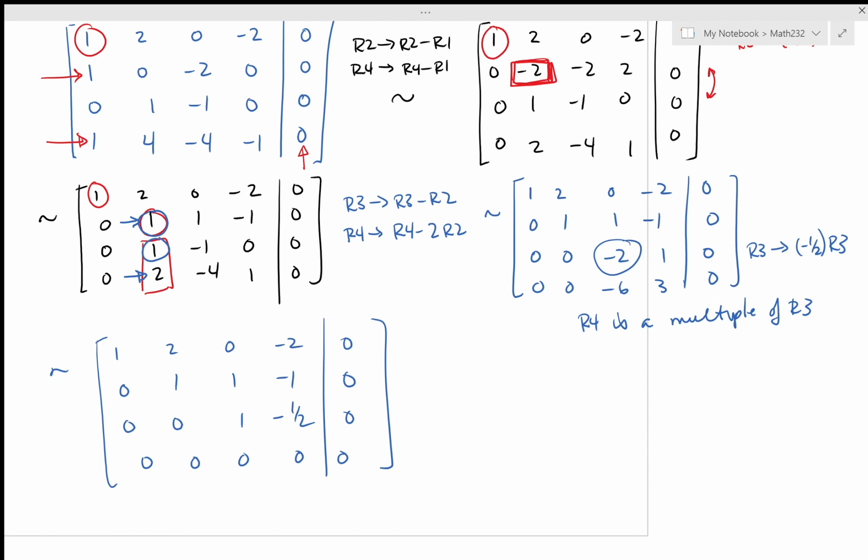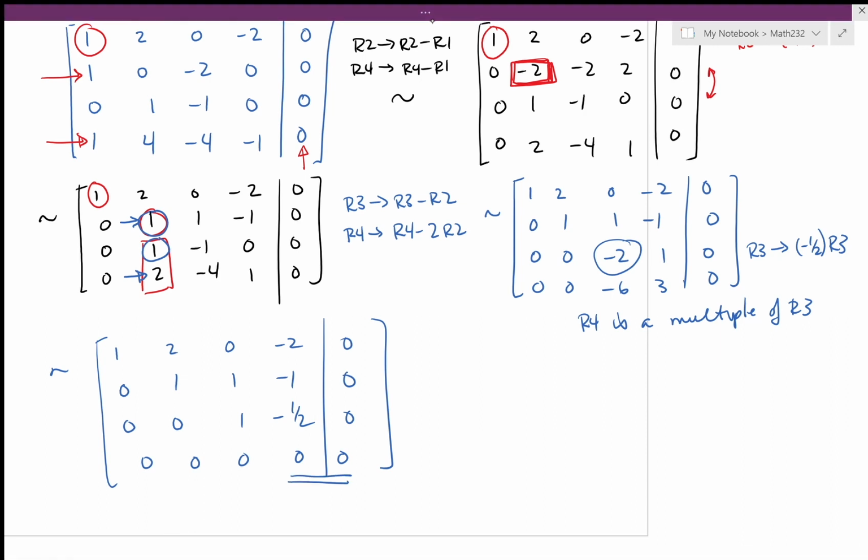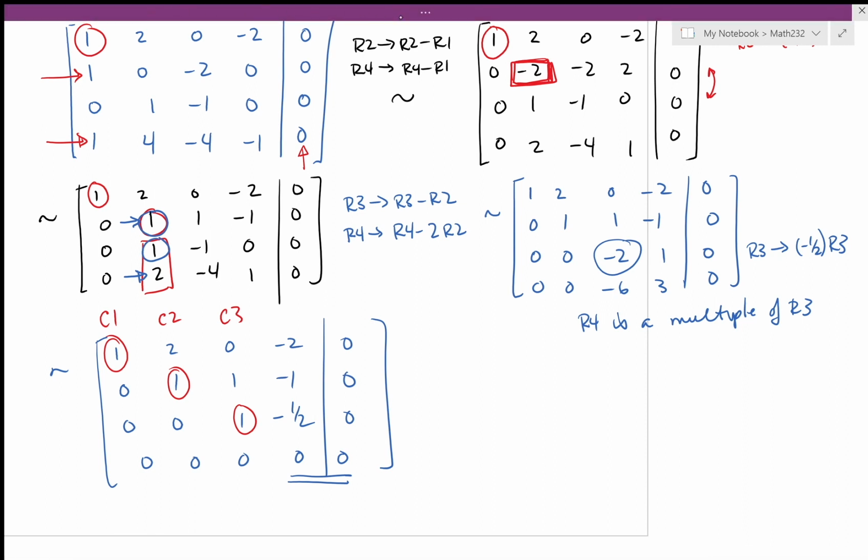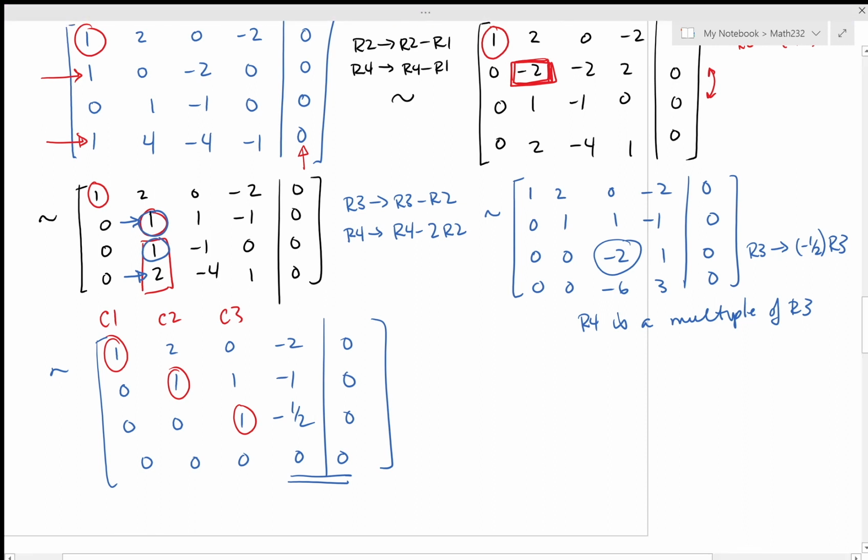So I'm now here, given this thing here, I see that x4 is a free variable. There is no leading one in column 4. And I see that the leading variables are x1, x2, and x3, because this is column 1, column 2, column 3. In column 4, I do not have a leading one. So I know that x4 is a free variable. And I will then write that x4 will be free, some parameter t.